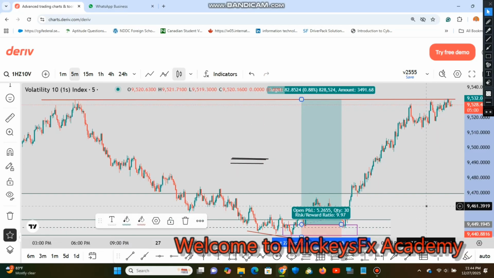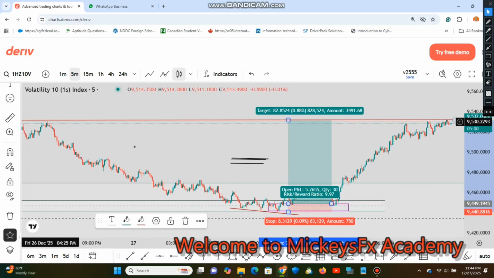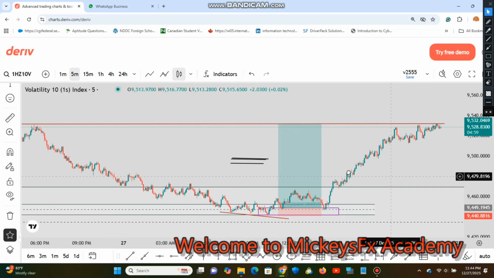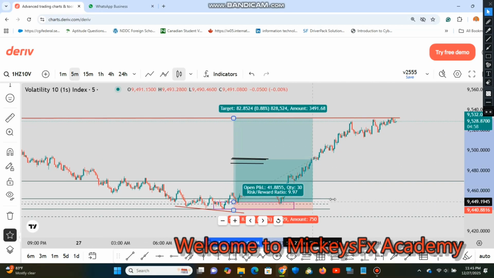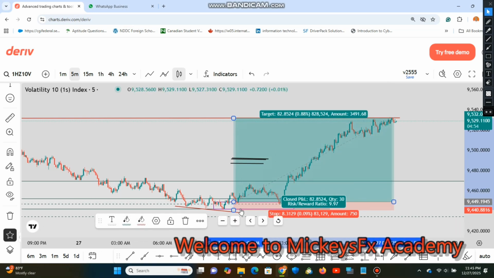That is roughly 1 to 9 ratio. Can you imagine the profit? Imagine the profit. Look at where price came out from. And if you look very well, that is exactly where the price returned back to. And if you look at the entry and your stop loss, the stop loss is very small.